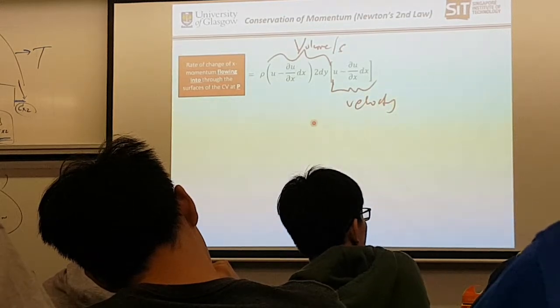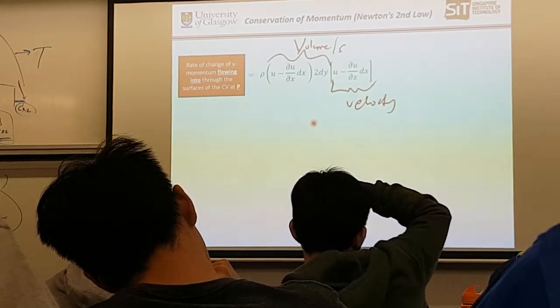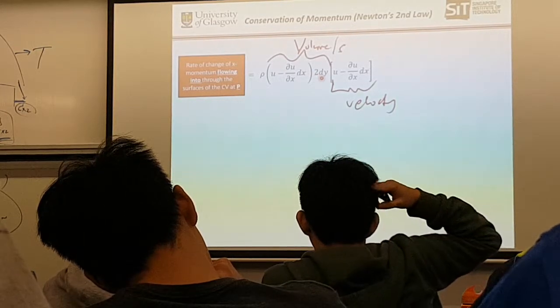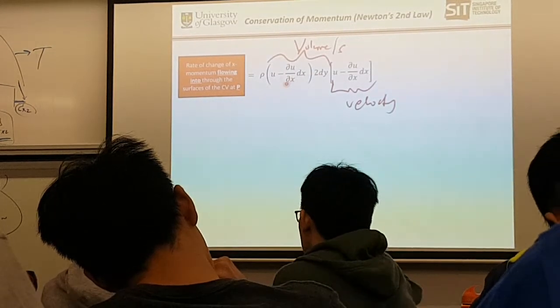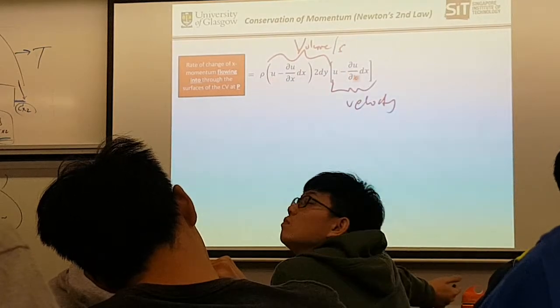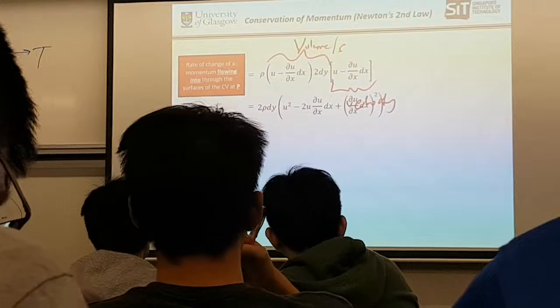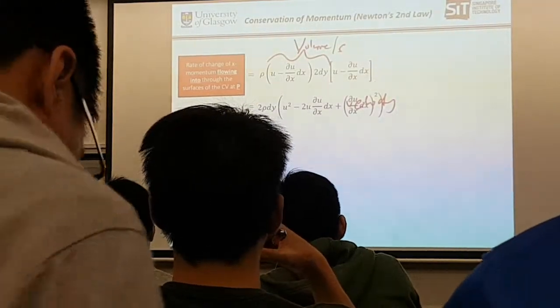So the next step is just very simple, just math. Rho is constant, and dy and 2 are constant also. So we can just take u times du/dx and expand the bracket out. We have this term here. Let me just erase this.